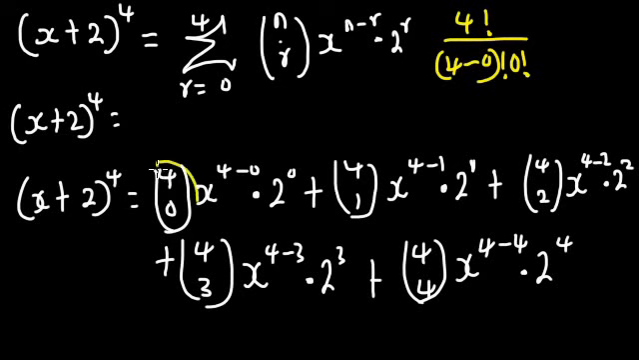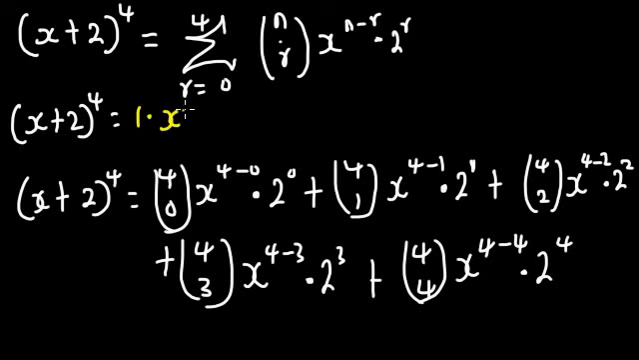So this clearly means that 4 combination 0 is just 1, and 4 combination 1 is just 4, and 4 combination 4 is just 1. So instead of doing all this, let us proceed forward. So now we said 4 combination 0 is 1, so we have 1 times x raised to power 4 minus 0, which is 4, times 2 raised to power 0, which is 1, plus 4 combination 1, we said is 4, so we have 4 times x to the power of 4 minus 1, which gives us 3, times 2 raised to power 1, which gives us 2, plus, now let's do 4 combination 2.